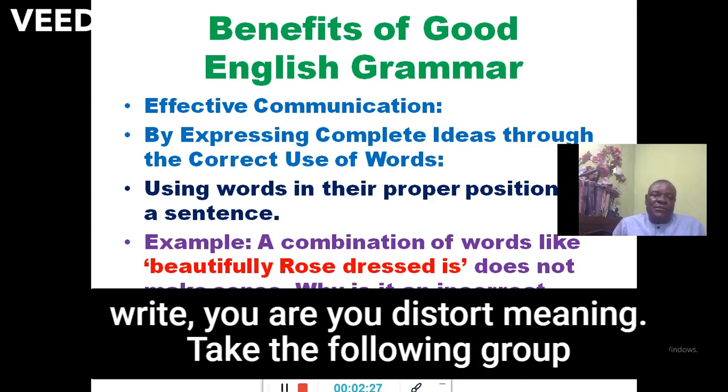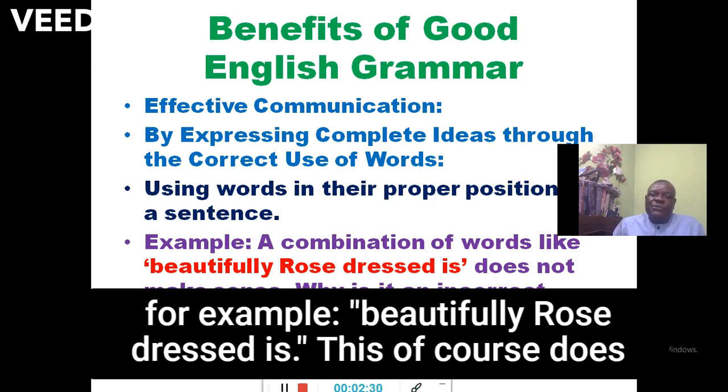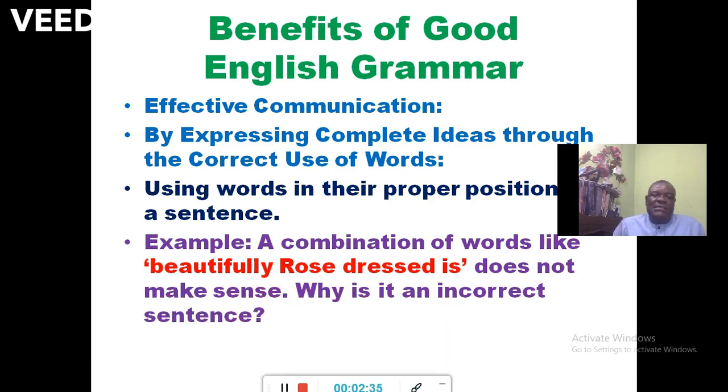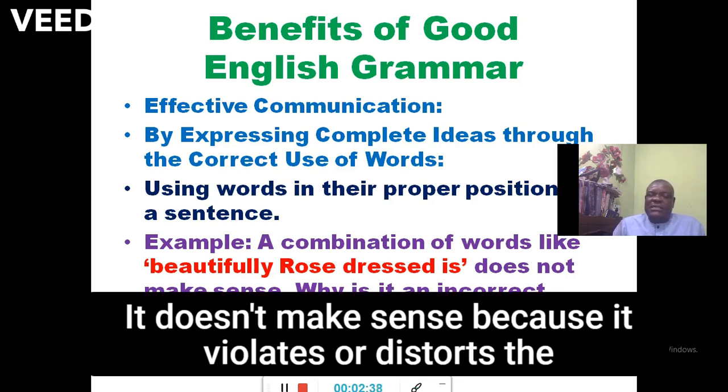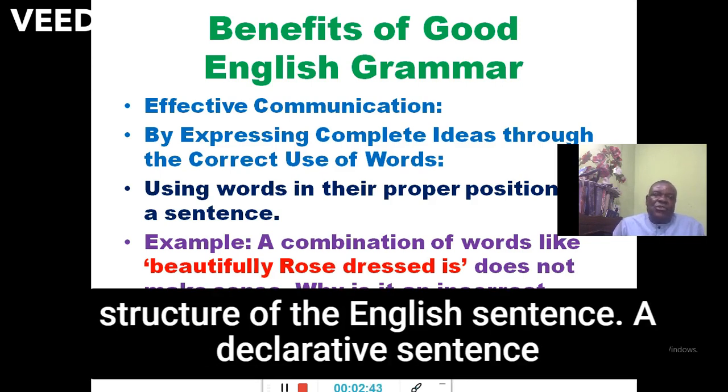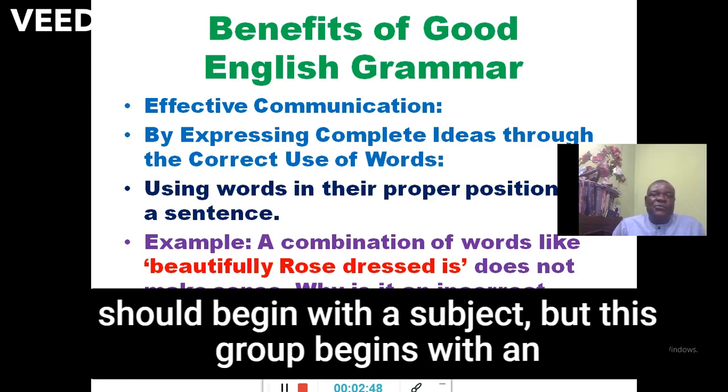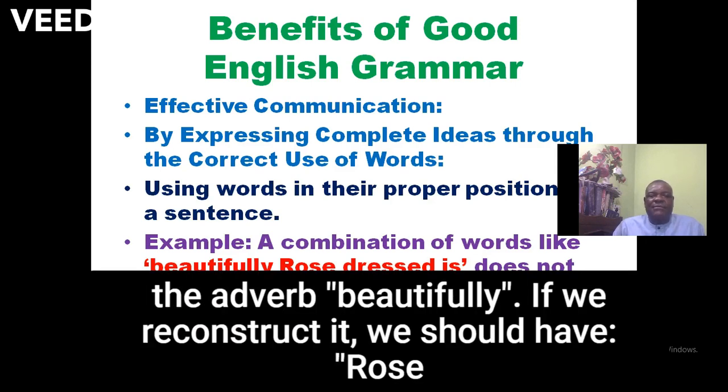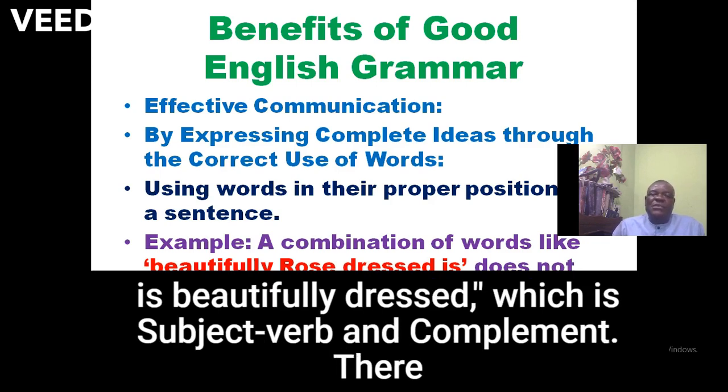Take the following group of words, for example. Beautifully Rose dressed is. This, of course, does not make sense. It doesn't make sense because it violates or distorts the structure of the English sentence. A declarative sentence should begin with a subject, but this group begins with an adverb, beautifully. If we reconstruct it, we should have Rose is beautifully dressed, which is subject, verb, and complement.